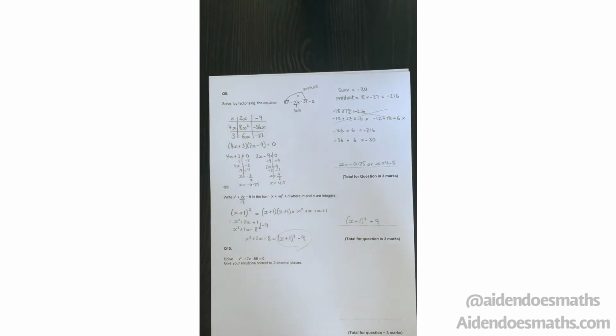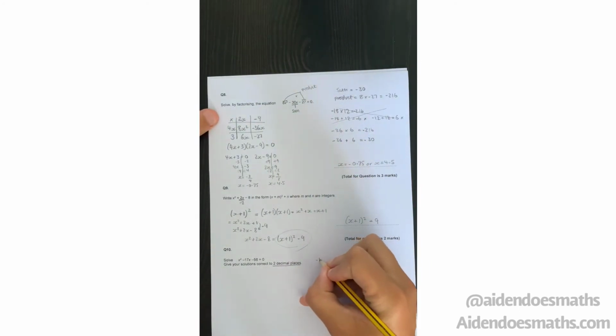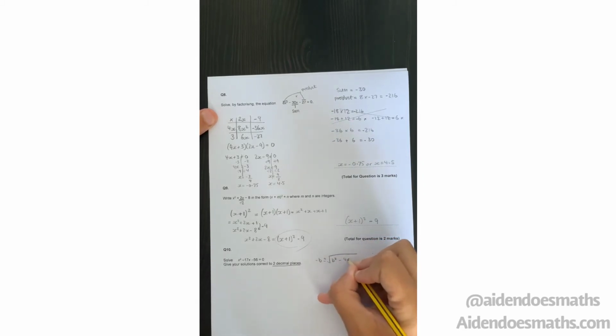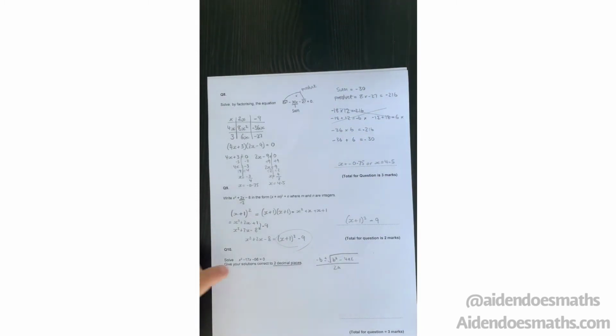Question 10, immediately the first thing I see is there's 2 decimal places, which means we're going to need again that quadratic formula. So let's write it out again. Minus b plus or minus the square root of b squared minus 4ac all over 2a. Okay, we're going to need that using this formula here, our quadratic equation.